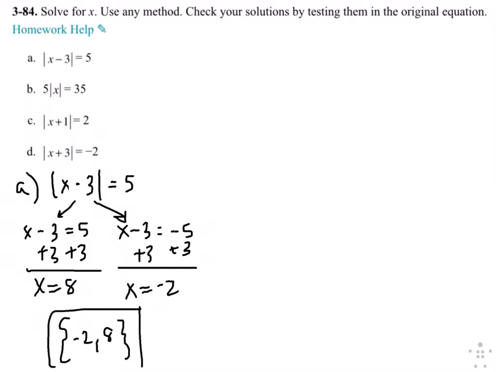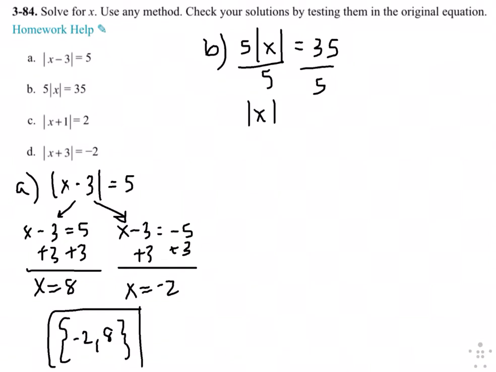For B, we have 5 times the absolute value of x equals 35. We divide both sides by 5. We don't want to split it until the absolute value is all alone. So we have absolute value of x equals 7. So x equals 7, x equals negative 7.